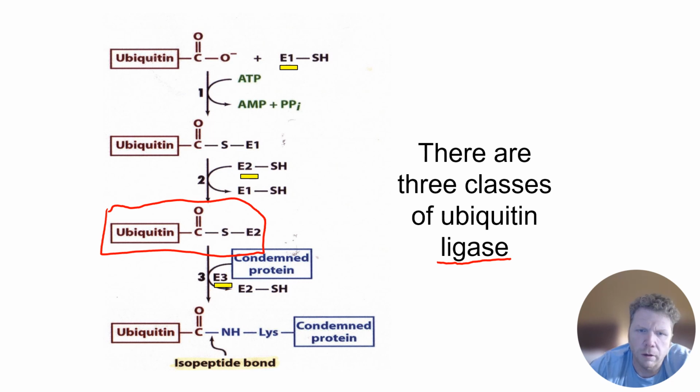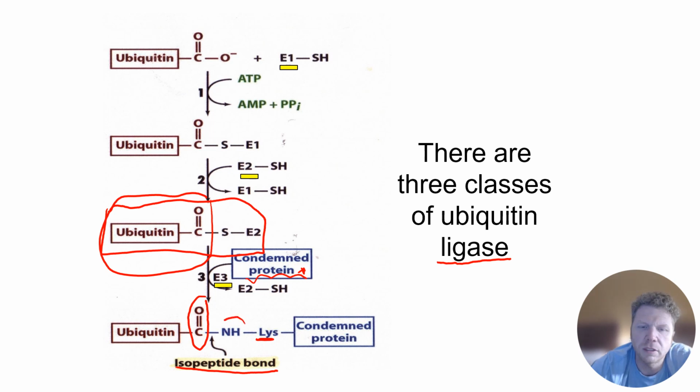But here we are. We've got our E2, which has been ubiquitinated. We have identified our protein that we want to target for degradation. The E3 ubiquitin ligase is going to say, hey, ubiquitinated E2, come along here. I need to transfer this ubiquitin from you onto my condemned protein, the protein that I want to degrade. This protein has a lysine residue, and I'm going to make an isopeptide bond between the C terminus of ubiquitin and this lysine residue.